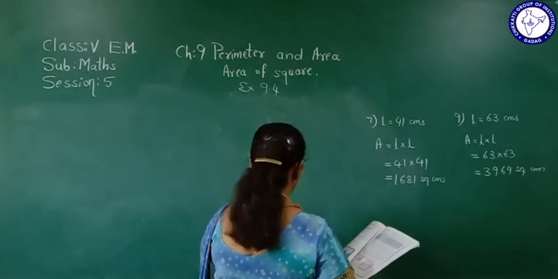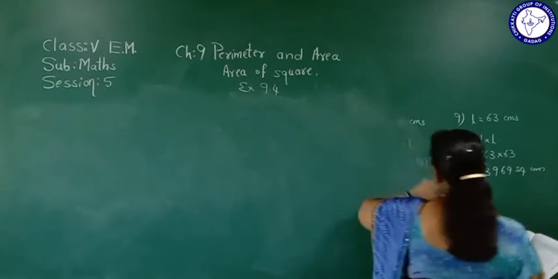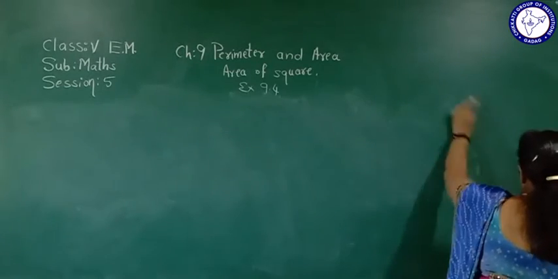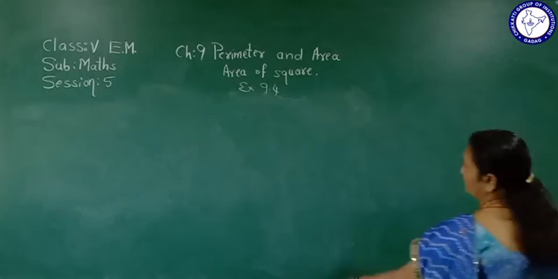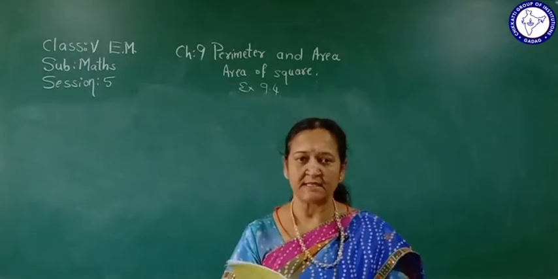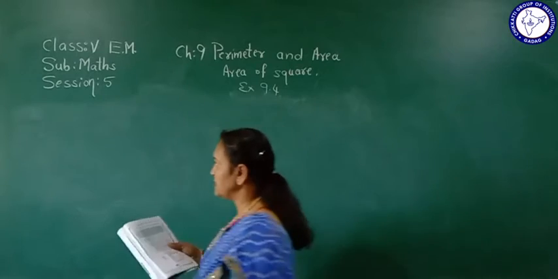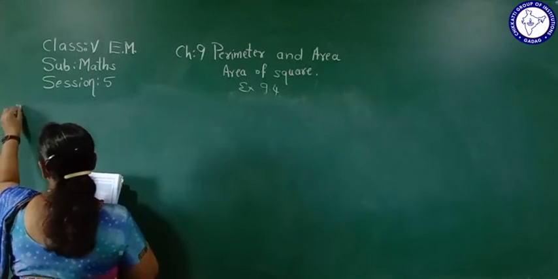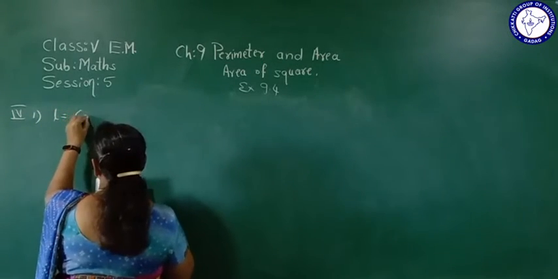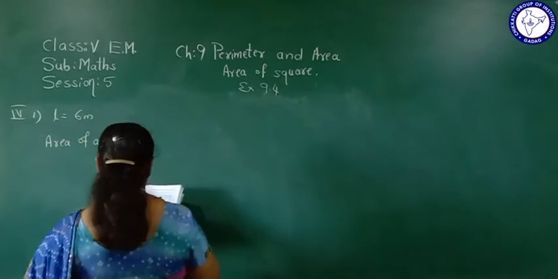In the fourth main question, some statement problems are given and we have to solve those statement problems. First question, the length of a square room is 6 meter. What is the area of the floor of the room? Here the length of a square room is given as 6 meter. Then we want to find the area of the floor.